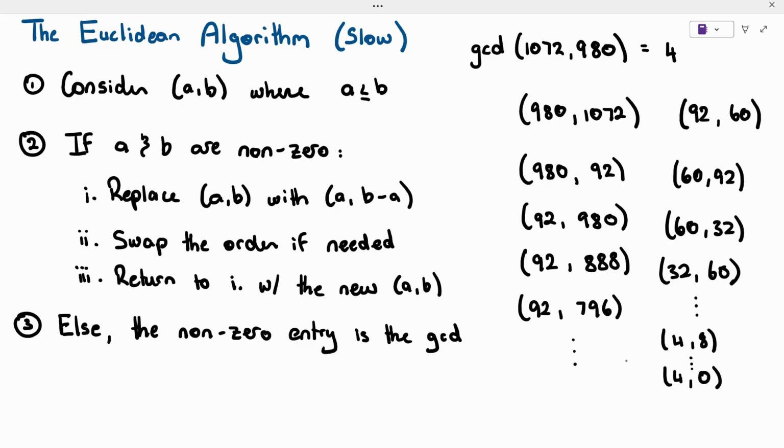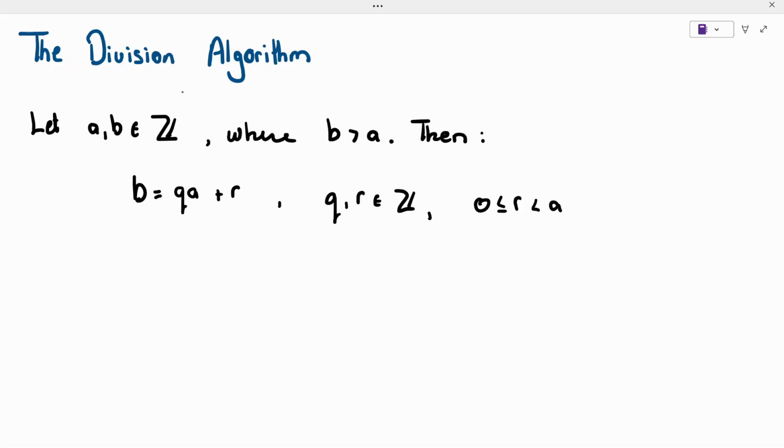But as you could tell, this is a very lengthy process. So we introduce something to help shorten the process. So we have here the division algorithm, which says if we want to divide two numbers, a and b, we could write the larger number as the product of a, the divisor, by some integer q plus the remainder r.